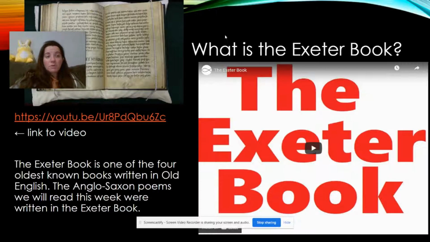Remember, I told you that the people who were sharing these stories couldn't read or write. So a lot of these stories were carried down generation to generation through bards and other people who memorized the stories and shared them. So we want to learn a little bit about the Exeter book.